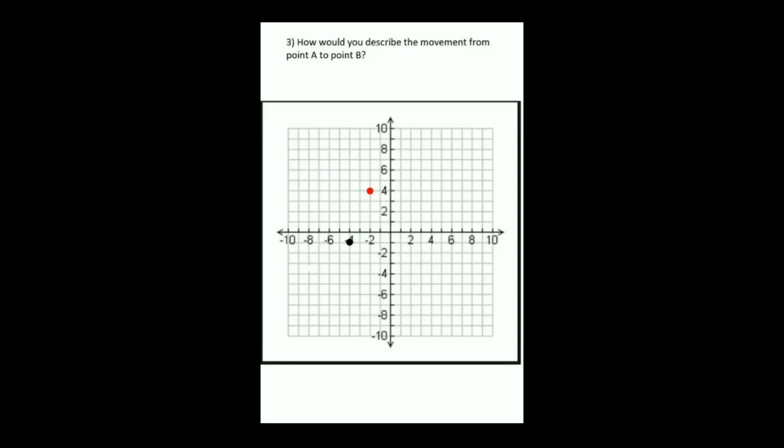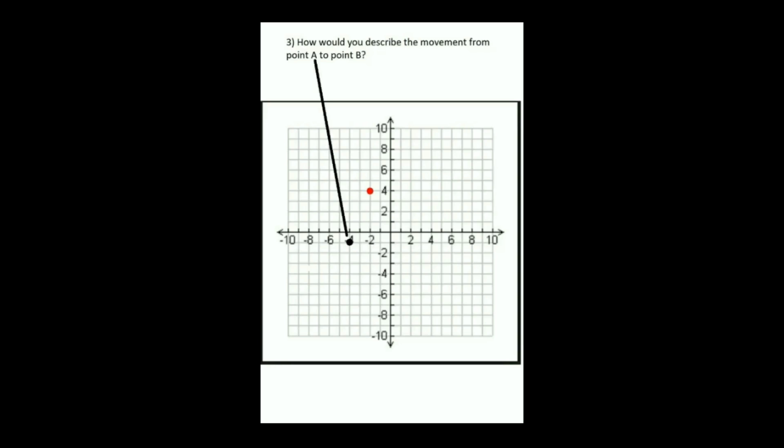Translation notation looks just like what we've been doing for the coordinate plane, except the X coordinate refers to how many units left or right that we move, and the Y coordinate refers to how many units up or down we move. So positive in the X axis means that we move right, negative means we move left. So in the Y coordinate, positive means we move up, negative means we move down. So let's see what happens here.